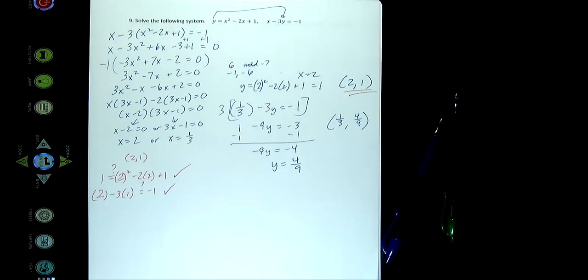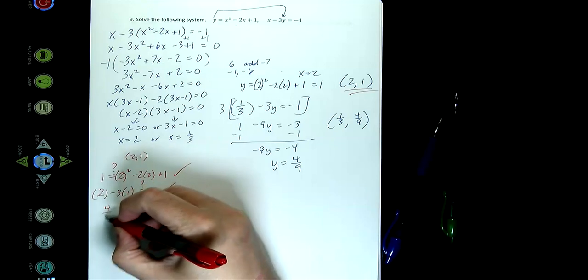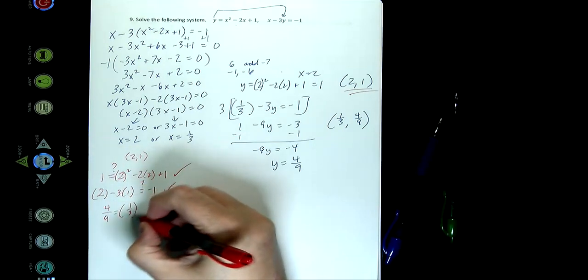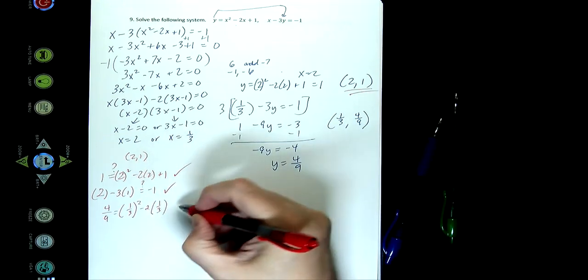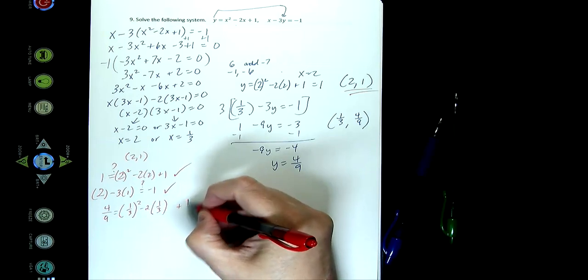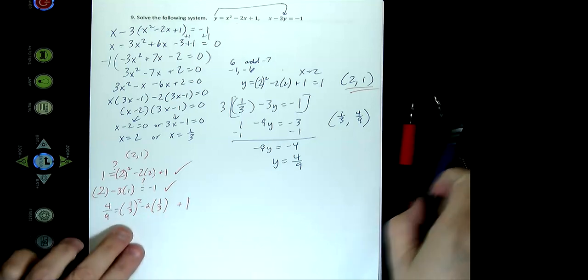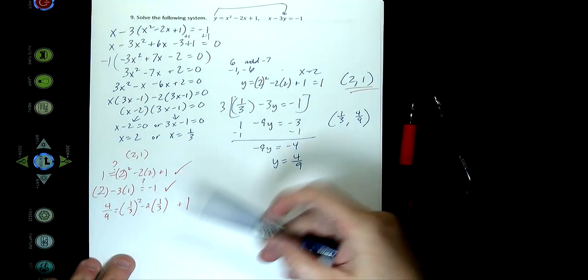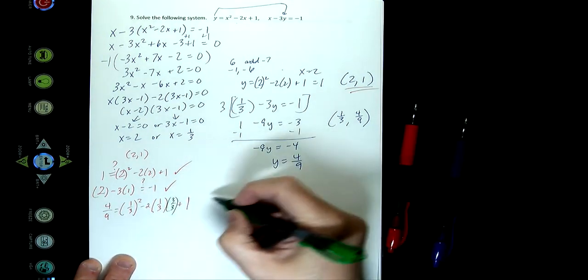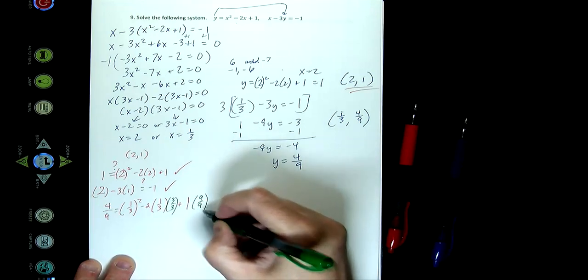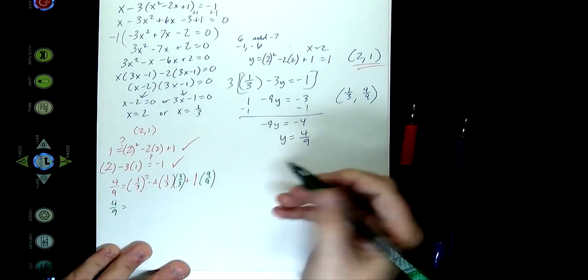Now the other one's going to be tough to check, right? I've got 4/9. Does that equal 1/3 squared minus 2 times 1/3 plus 1? Well, this is going to give me a 9. I'm going to need these in terms of 9 on the bottom. I'm going to multiply this by 3/3, that way I get a denominator of 9. And I'm going to multiply this by 9/9, and I'll get a denominator of 9. That might make things a little bit easier on the next step.